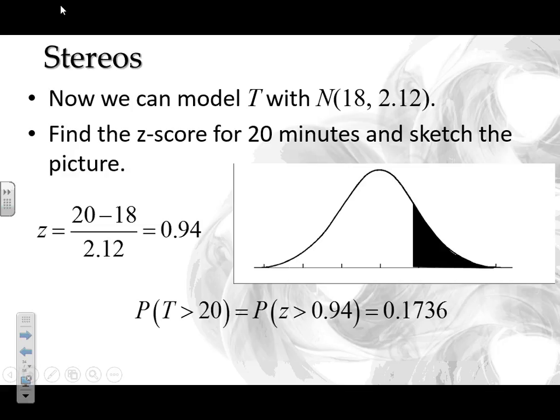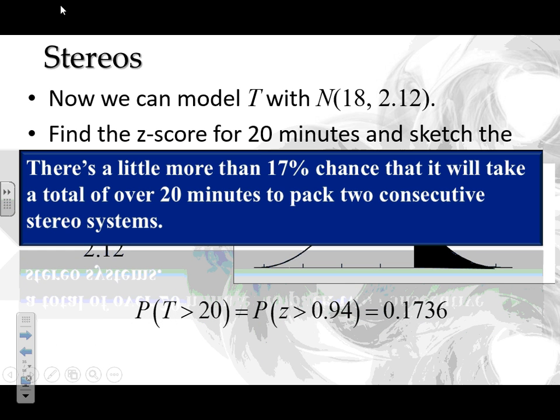17%. Yeah, essentially there's about a 17% chance that packing two systems consecutively will take longer than 20 minutes. So there's a little more than a 17% chance it'll take over 20 minutes to pack two consecutive stereo systems. So remember, anytime you're working with these probabilities and normal distributions, once you get your final value, you need to relate it back to context. You need to have a statement that says what that means.